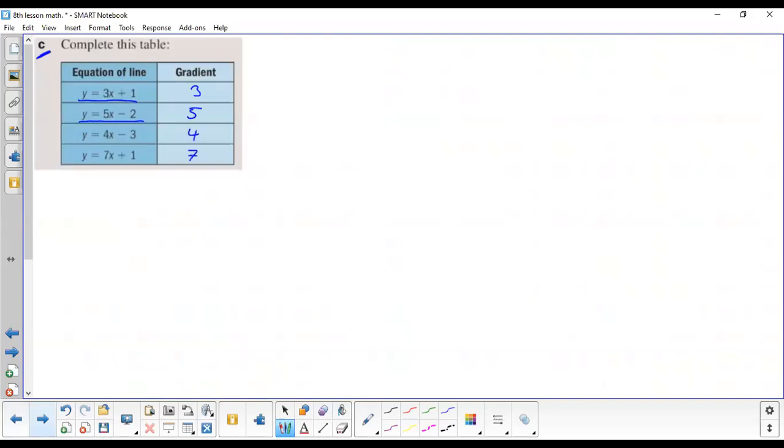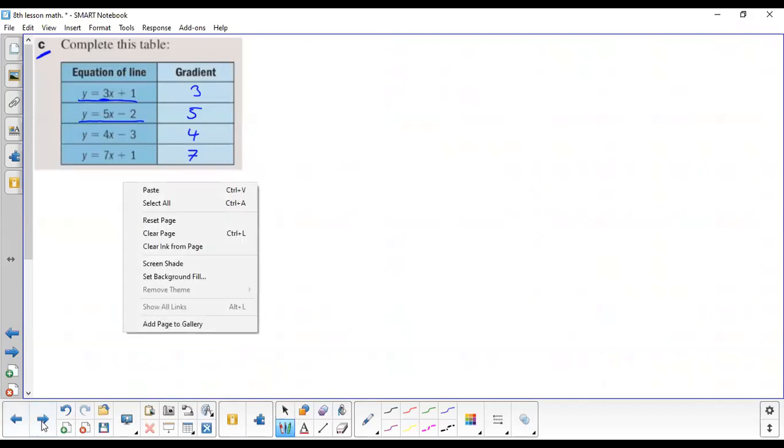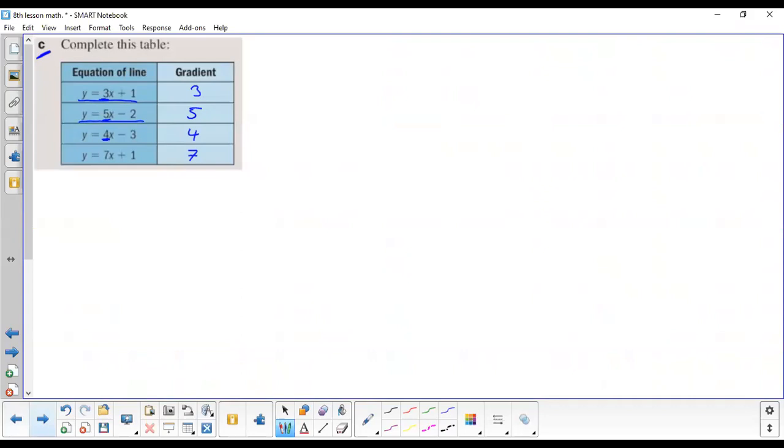What do we notice here? We notice that the coefficient of x is the same as the gradient. So we can say, if y equals mx plus c, then this m here is the gradient.